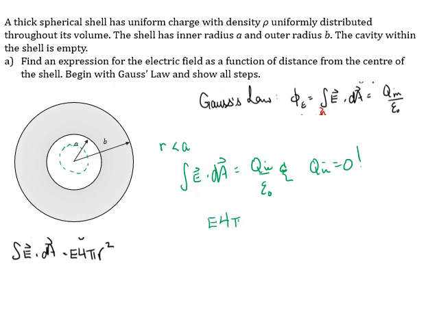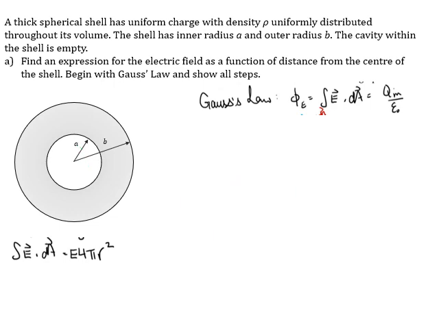So E times 4 pi r squared equals 0. The electric field for r less than a equals 0. Okay, there's the first bit done. So we already found the electric field inside here. It was 0 because there's no charge.